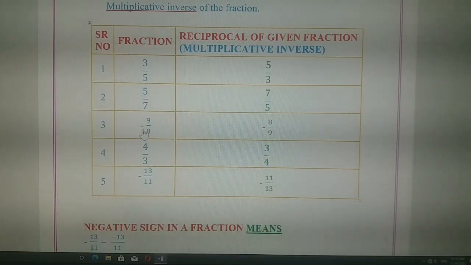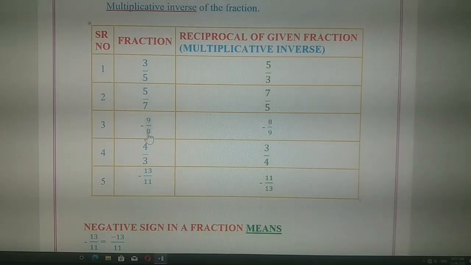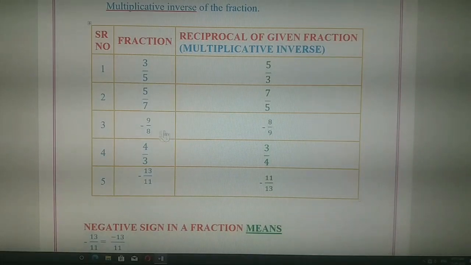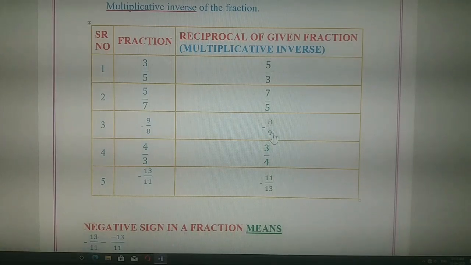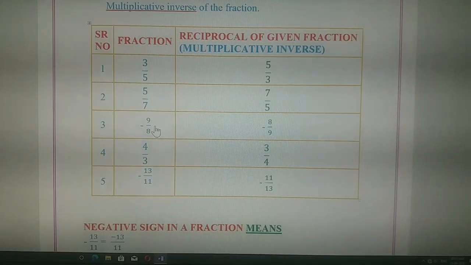Third example, minus 9 upon 8. The reciprocal will be minus 8 upon 9. So denominator 8 will become the numerator 8 and the numerator 9 will become the denominator 9, while the negative sign will remain as it is. So the reciprocal of minus 9 upon 8 will be minus 8 upon 9. Minus 8 upon 9 is known as the reciprocal of minus 9 upon 8. Minus 8 upon 9 is also known as the multiplicative inverse of minus 9 upon 8.